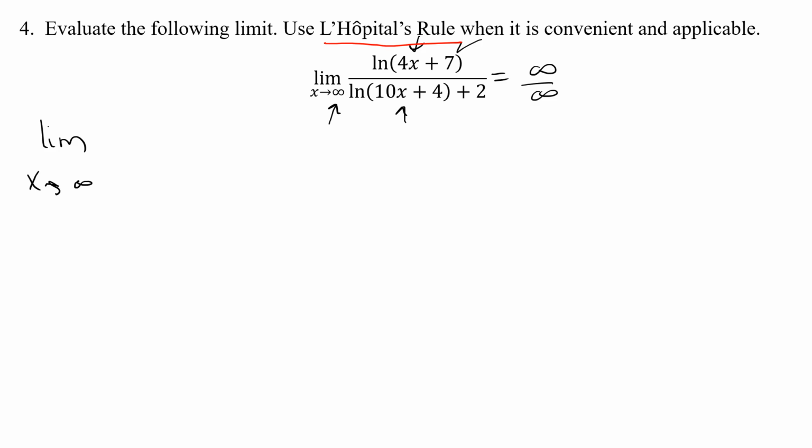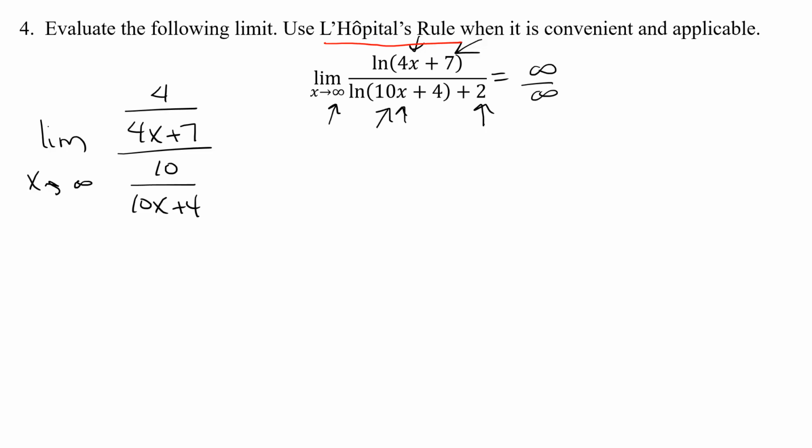So let's see if we can remember the derivative of natural log. Remember, it's just take the derivative of the inside, so that's going to be 4 divided by the inside. Let's do the same thing in the bottom. Take the derivative of the inside, that's just going to be 10, and divide that by the inside. And of course, the derivative of this 2 here would just be 0.